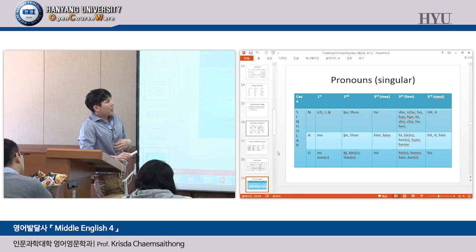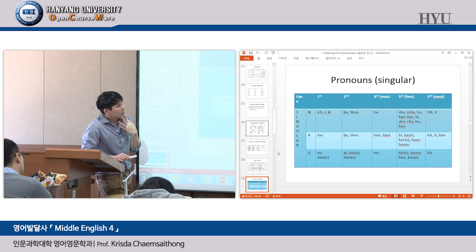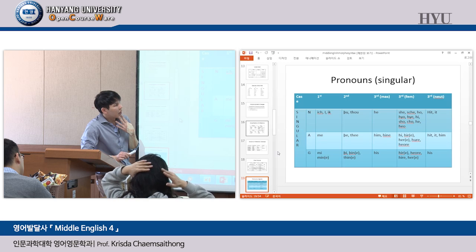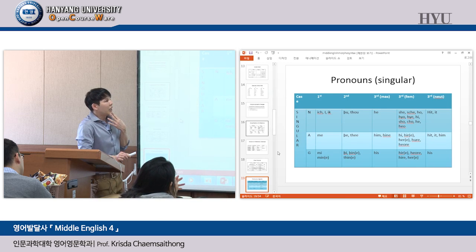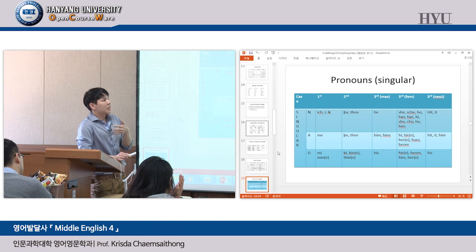And third person masculine, he, accusative him or hine, right? This is from Old English. And then his, so this is pretty much the same. But what's really different is the third singular feminine form here. In Old English, you have only the H, the form starting with an H. Ho, he, he. And then the SH spread from the north, the northern dialect of Middle English. And then maybe in the last stage of Middle English, the SH won over the other form, okay?